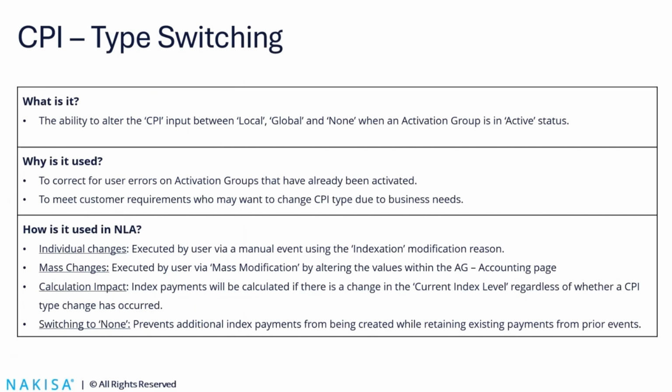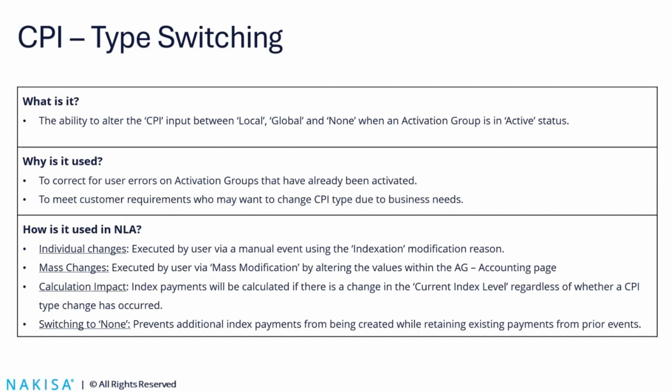Next is CPI type switching. What is CPI type switching? This is the ability to alter the CPI input between local, global, and none when an activation group is already in an active status.